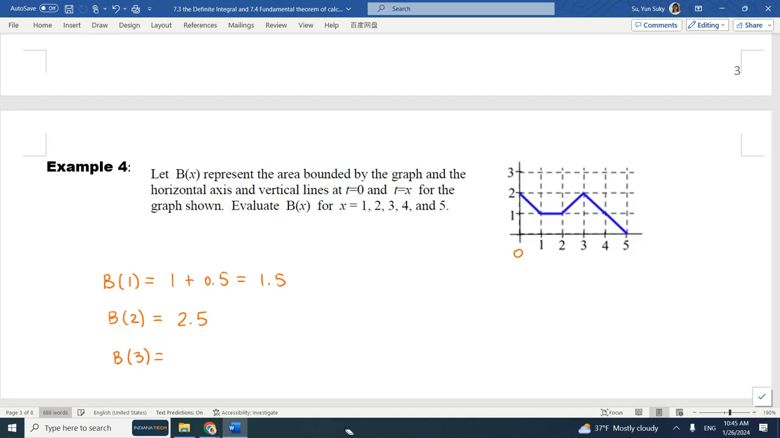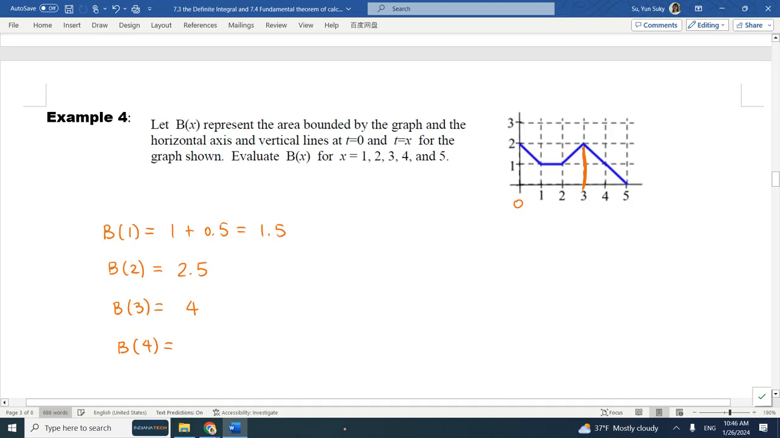B of 3. 3 is right here. What's B of 3? So B of 3, right here, what's the area? How many blocks? This is half of a block, right? This is half a block. So the area is 4. Yes, right, everybody? Good, 4. Okay, next.